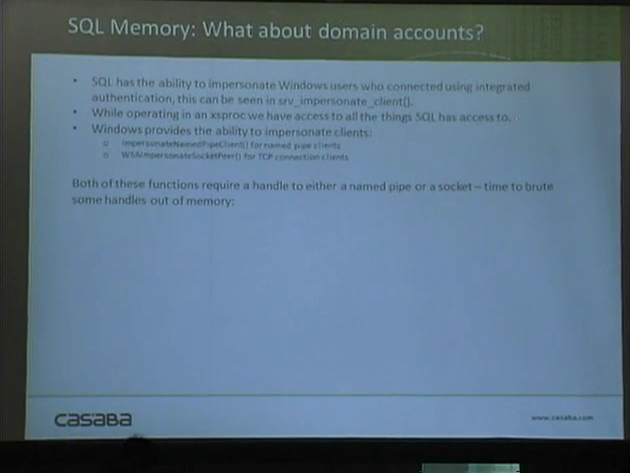So what about domain accounts? We know SQL has the ability to impersonate people because of the impersonation function. While operating in an XProc, we have access to all the things that SQL has access to. Windows in and of itself provides a means for impersonation. You can impersonate named pipe clients, and with the inclusion of some new APIs in Windows 2008, you can impersonate socket clients. Both of these functions require handles, which if we're operating in an XProc, we don't have.